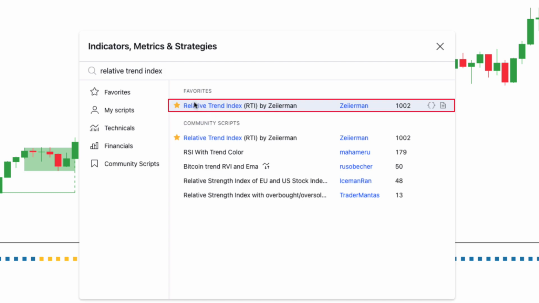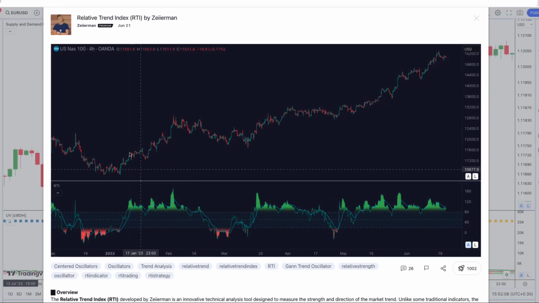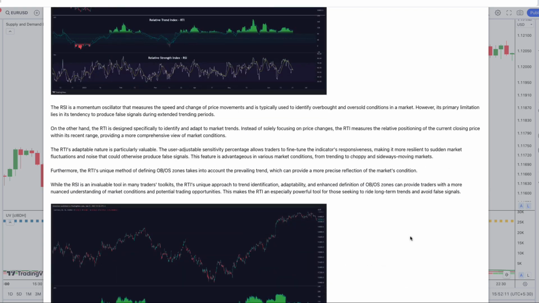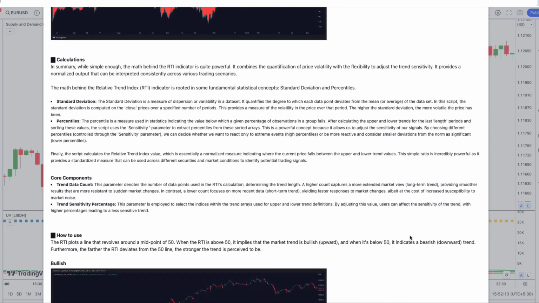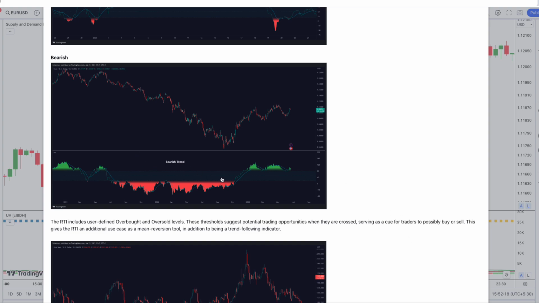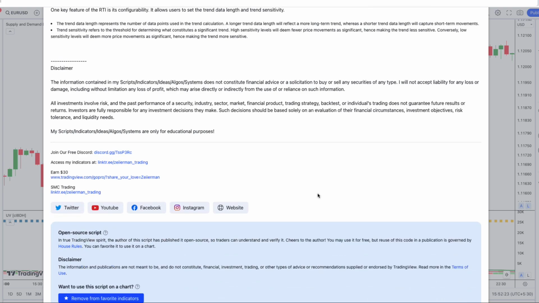The Relative Trend Index, RTI, is an ingenious tool, specifically engineered to measure the potency and trajectory of market trends. What makes the RTI unique is its harmonious blend of trend following and mean reverting characteristics. It's an adaptable warrior in the face of market volatility, adept at minimizing the impact of fleeting fluctuations.